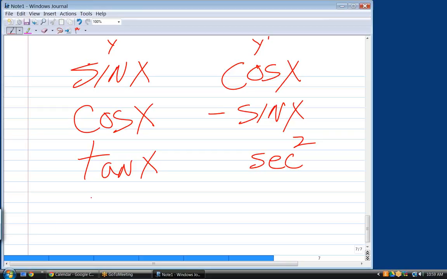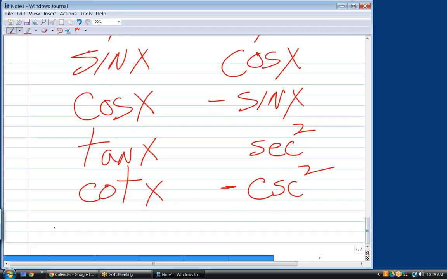The derivatives of the other three are a little tougher to memorize. Let's start with cotangent, because once you know the derivative of tangent, the derivative of cotangent, notice that the derivative of each cofunction is negative, and it's cosecant squared. Notice that cotangent is the cofunction of tangent, and cosecant is the cofunction of secant, just like sine is the cofunction of cosine.